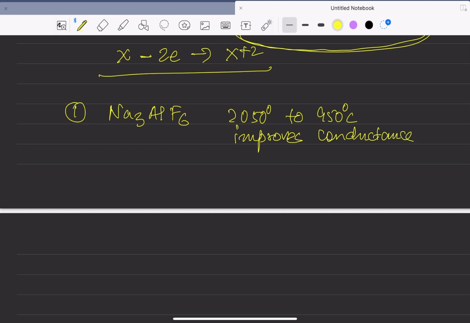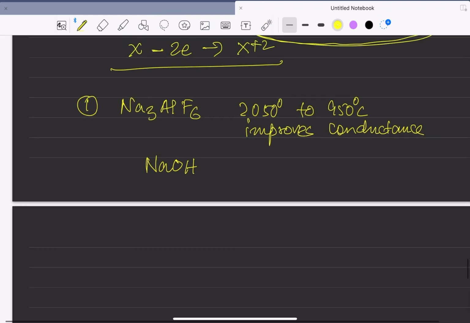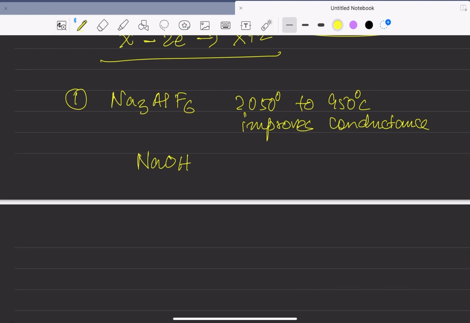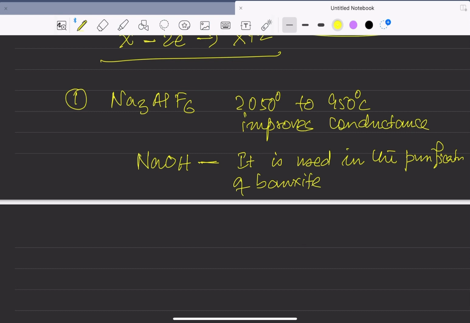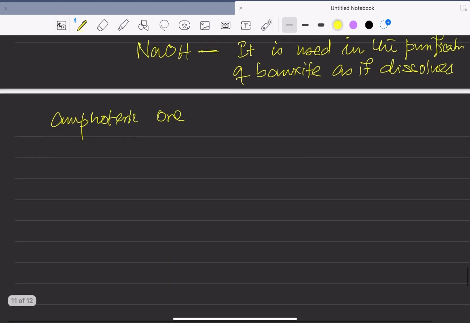Okay, that's the role. And what is the role played by sodium hydroxide in the extraction of aluminium? Sodium hydroxide is not exactly used in the extraction, but it is used in the purification of bauxite, isn't it? So the role played by sodium hydroxide is that it is used in the purification of bauxite ore. And what does it do? Sodium hydroxide dissolves the ore because the ore is amphoteric, isn't it? It dissolves the amphoteric ore. Okay, that's the role.